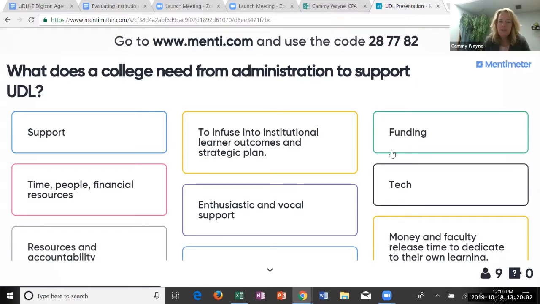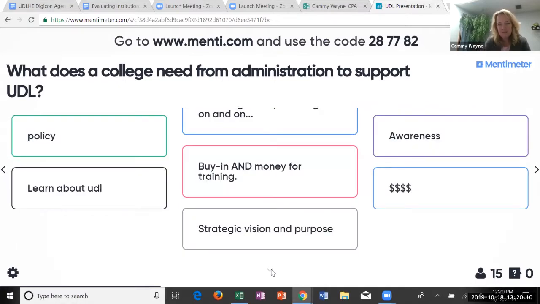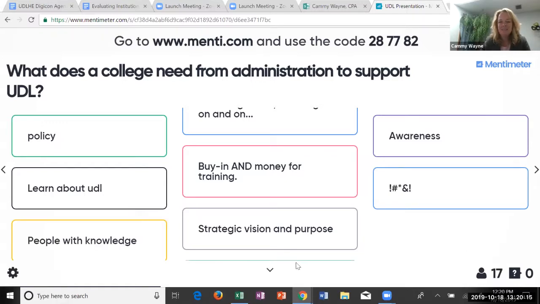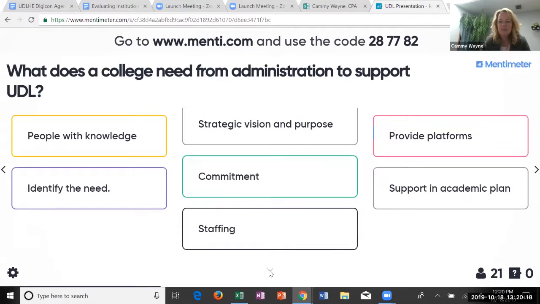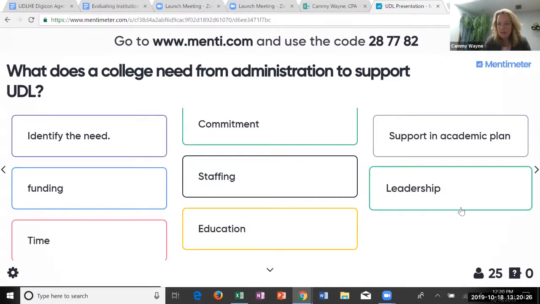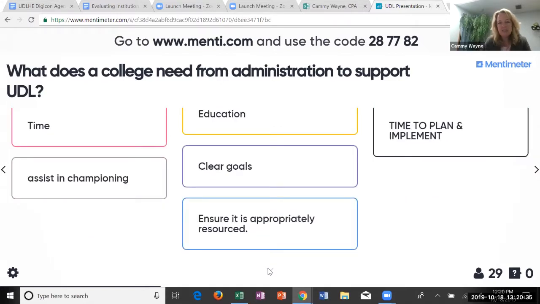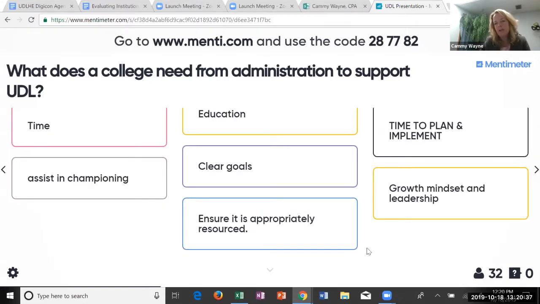Enthusiastic and vocal support and funding. I see a lot of funding, money, awareness. Commitments. I think leadership is the big one here, and we're going to talk about that a little bit. You have to kind of show and do what you expect others to do. Let's take a look at some of our other opportunities for how administration can support UDL.